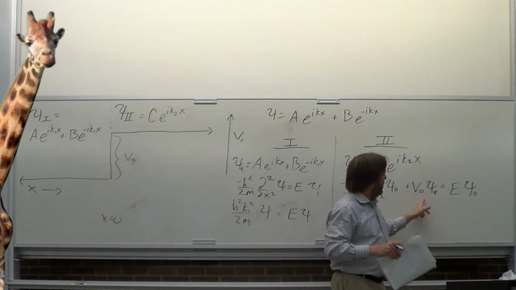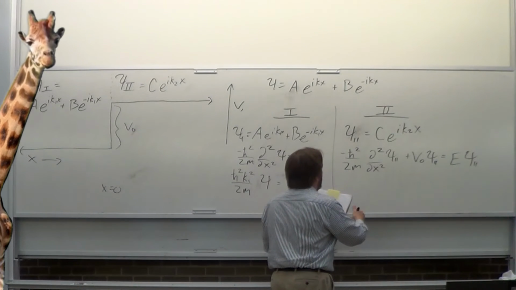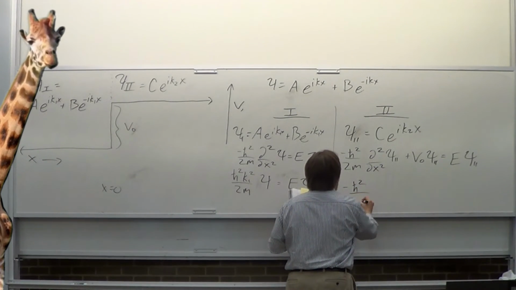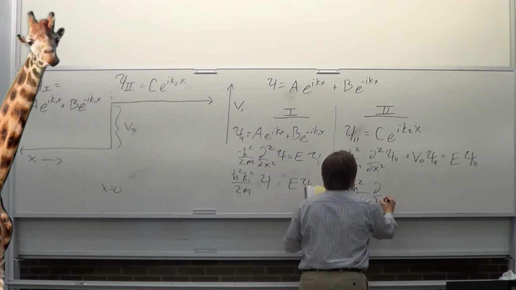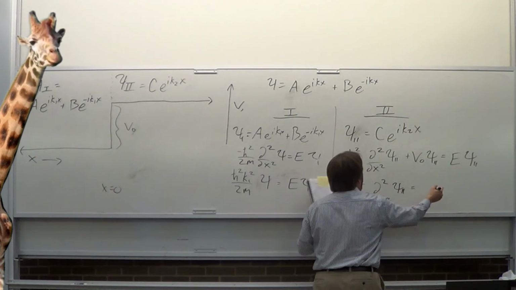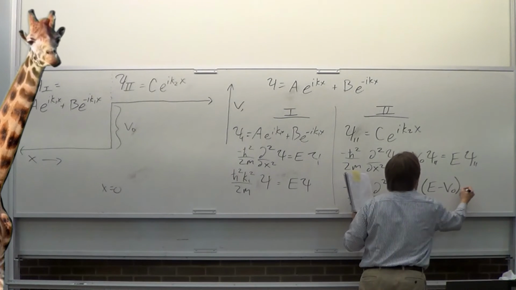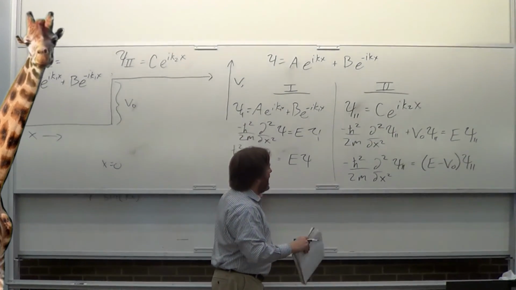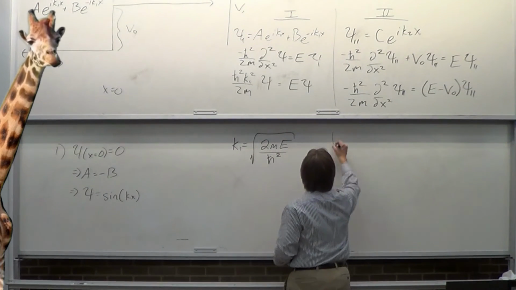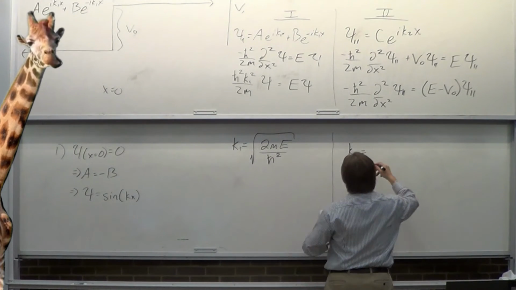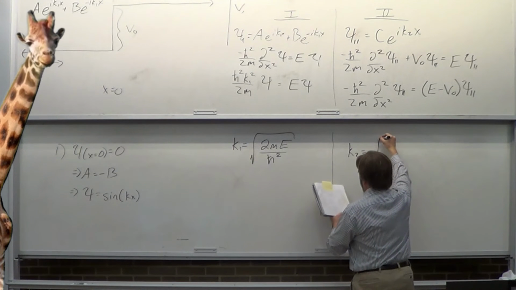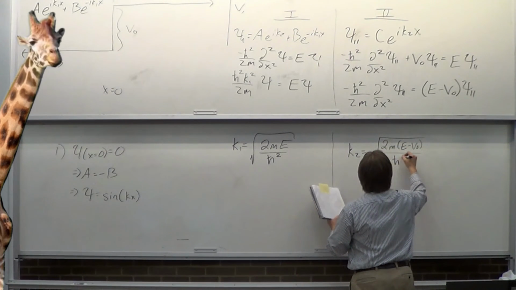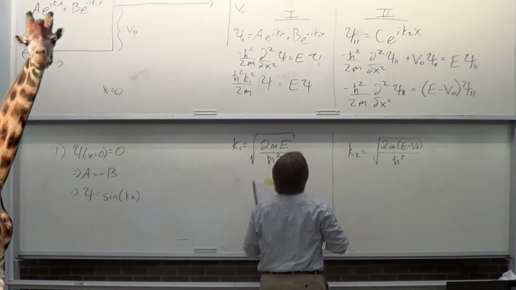Now, the simple thing is, all you're doing is bringing this over here, since the potential energy is just a number. What you end up with is solving h bar squared over 2m times the double derivative. And you're going to notice that you've basically got the same equation as on the right side, except that the energy is less. So what do you get from that? K2 is the square root of 2m(E minus V naught) over h bar squared.